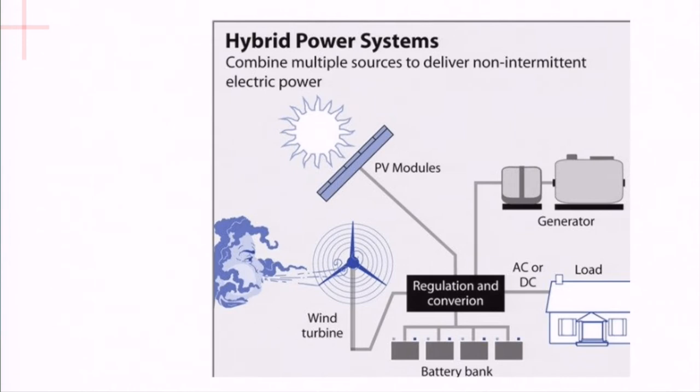Further, hybrid power systems are also found in recent times, where multiple sources are used to generate electricity. For example, the PV modules are set up to receive the energy from the sunlight and convert it to electricity. Similarly, the windmills are also present, which through the rotation of the blades generate electricity. So both energies are received and regulated, and there is conversion happening, from which it is sent to the generator and to the grid.